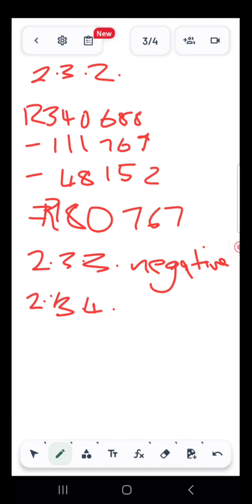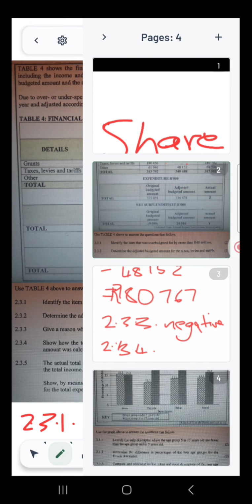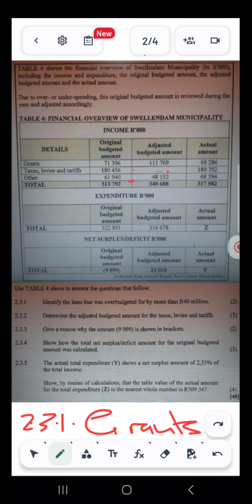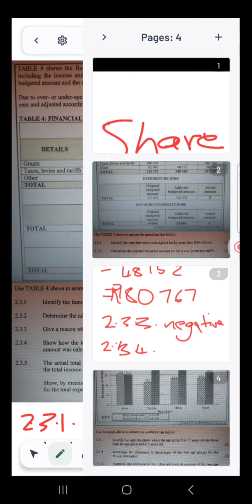So in order for us to show how they got to this amount, the net deficit, we have to go down the column, the original amount, the total account, right? So you're going to take the budgeted amount, total account, basically income minus expenditure. It's the same formula, just that you go down the column.